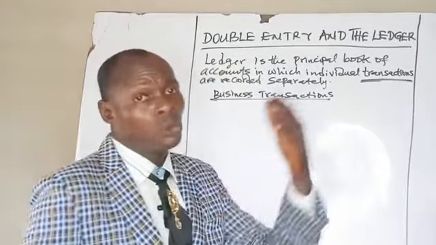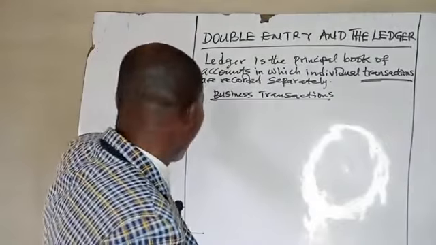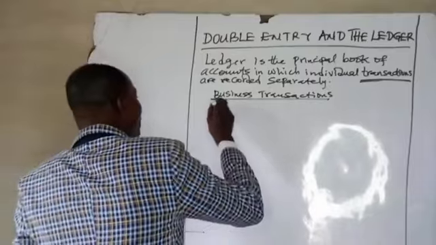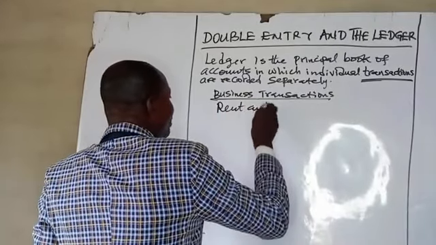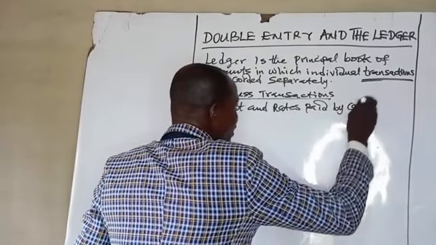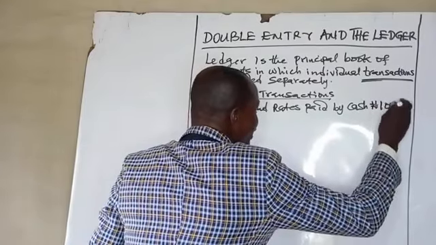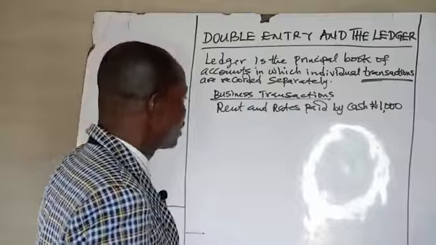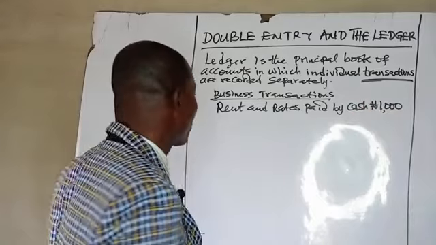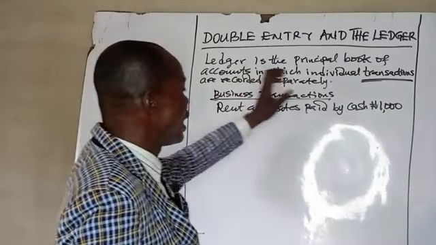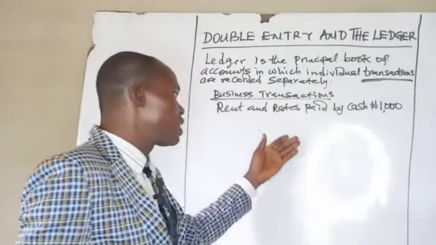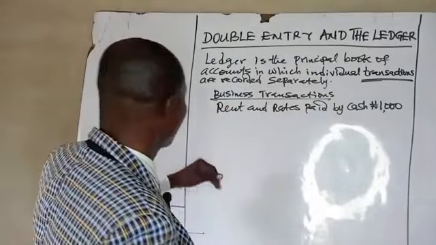So when you exchange one thing with another, with money, that is said to be a business transaction. For example, rent and rates paid by cash, 1,000 naira. This is an example of business transactions. You pay for rent and rates by cash. Purchases of goods by cheque, 20,000 naira, is also an example of business transactions.